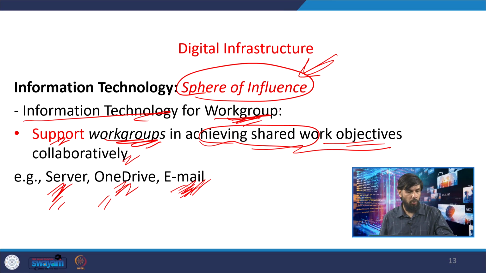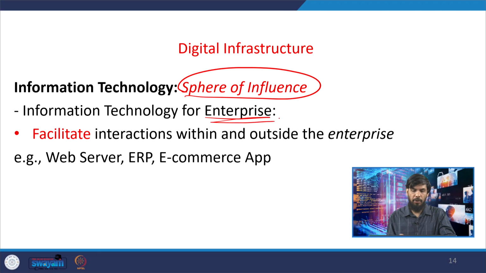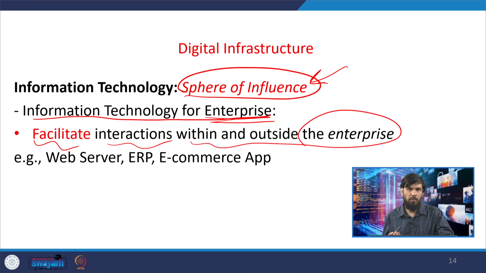So, this is another example. Moving on, the next sphere of influence is the enterprise. So, there are certain application software or enterprise software which will cater to this sphere of influence. What happens here, information technology for the enterprise facilitates interaction within and outside the enterprise. So, there might be certain business activities or processes which need interactions within the enterprise and outside the enterprise. Anybody can interact, not just a work group or a single user, we are talking about the whole enterprise. So, all the employees and other related suppliers, stakeholders, consumers, clients, they might interact with that particular application, and also with the hardware that is supporting that application, right.